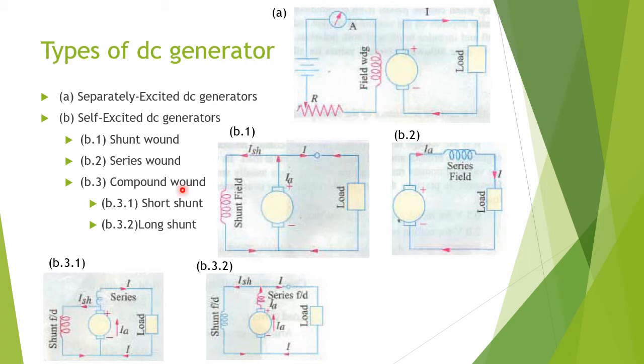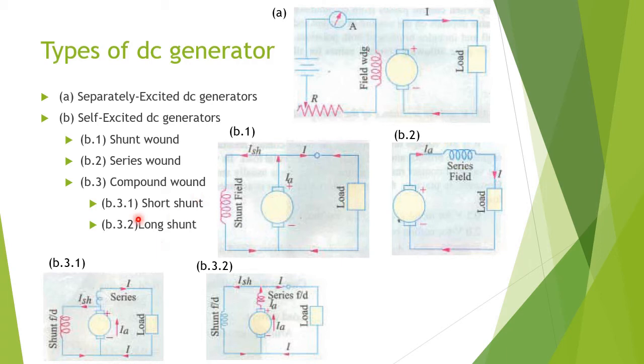And then the next one is the series wound. In series wound, the field windings are connected in series with the armature. This is the armature. Here the field windings are connected in series, whereas in the shunt it was parallel. Here it is in series with the armature, which is connected to the load. So the current flowing through the circuit is the same since it is a series circuit. Then in compound wound, both the shunt windings and series windings are present.